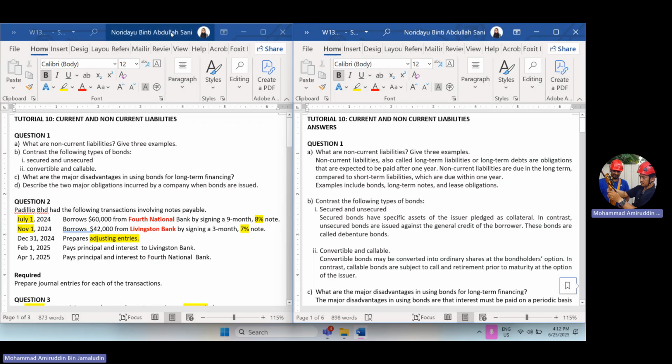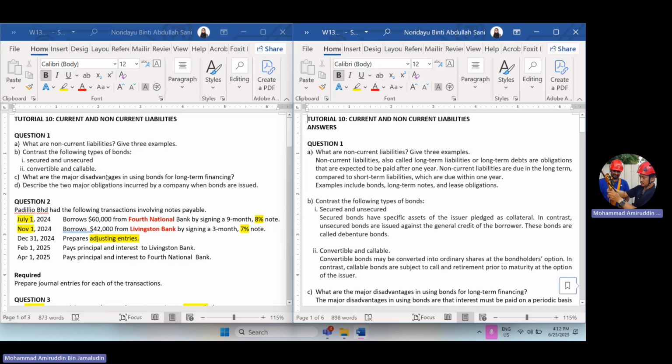Like here we have an example like this notes payable. It's 9 months, so it should be under current liabilities. 3 months, current liability. If let's say it's a 9 years note payable, so it's a non-current liability. So very, very clear, it will be stated. All right, the first question on theory.